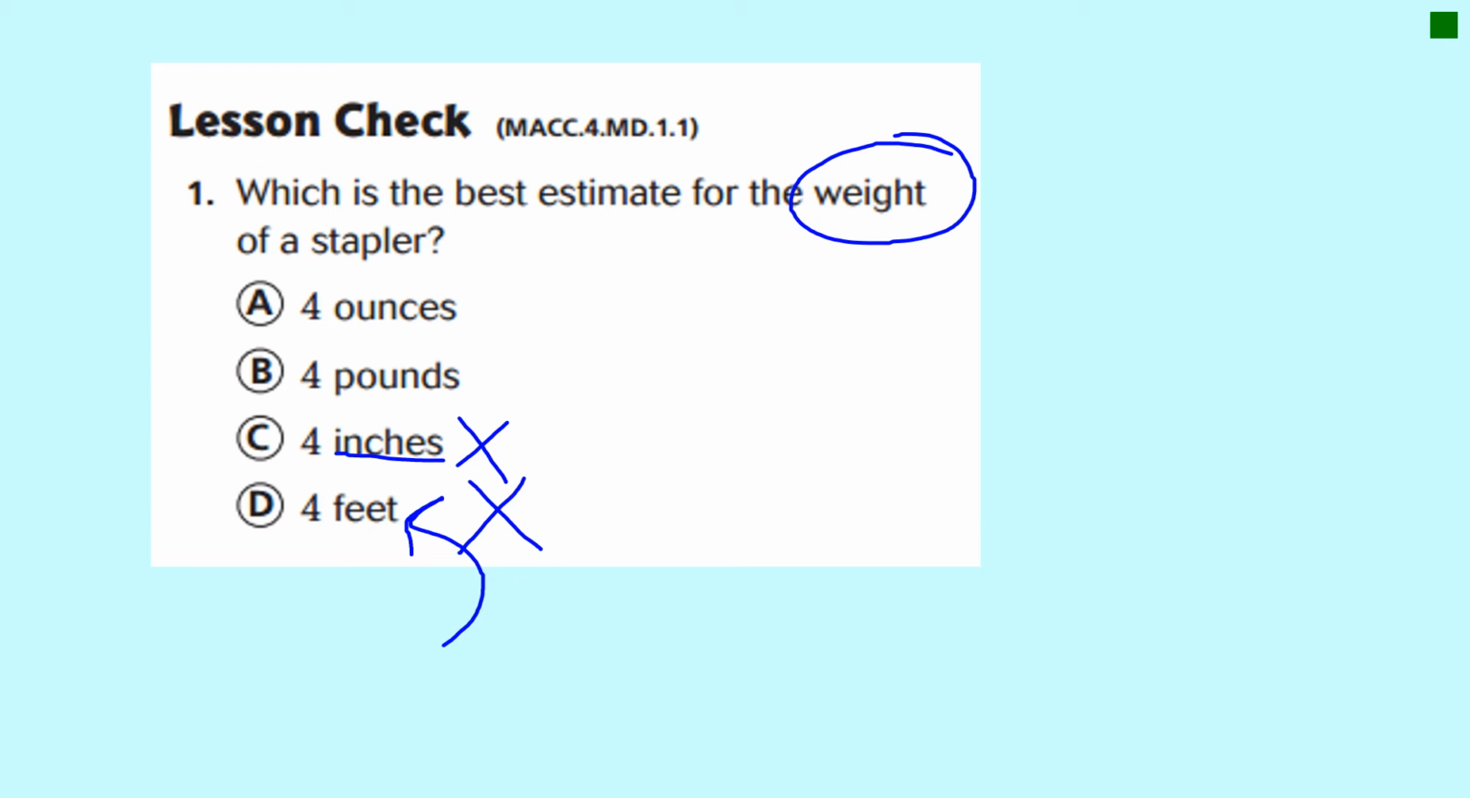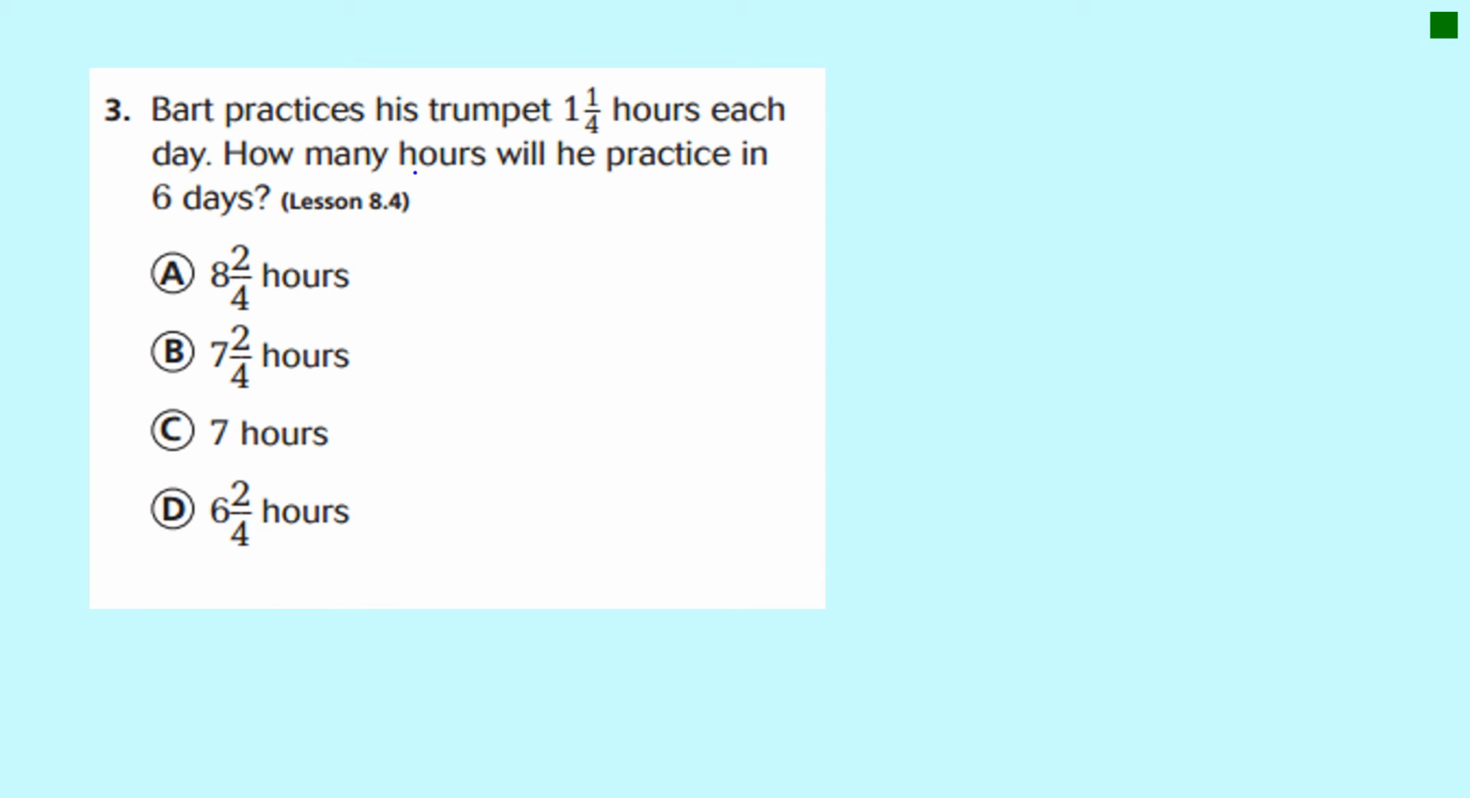So think about the stapler. Is it ounces or pounds? Now remember we said a pound is a pretty big hardcover book. So think about 4 of those books on top of each other. Is that what a stapler weighs? That would be a very heavy stapler. Can you imagine your teacher picking up a 4-pound stapler? Staple your papers. No, a stapler is about 4 ounces. Okay? Nice job, guys.